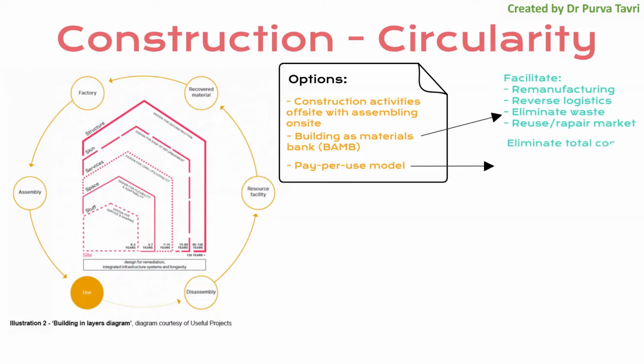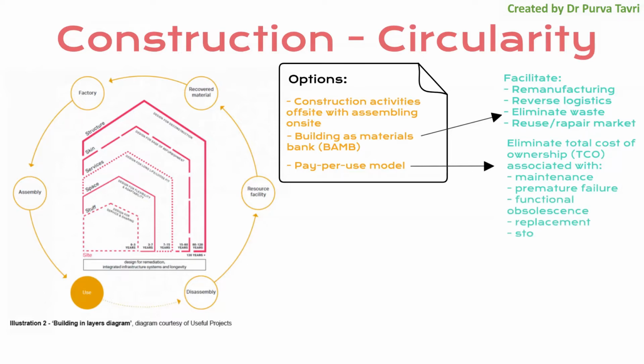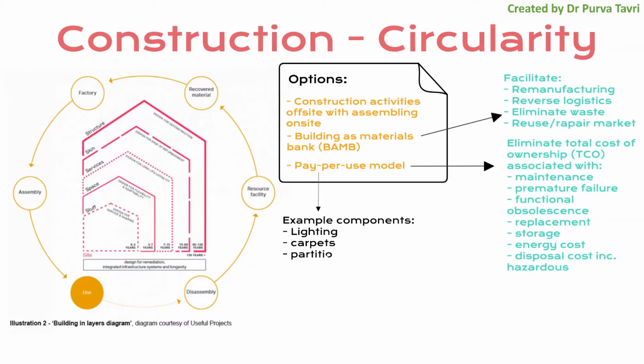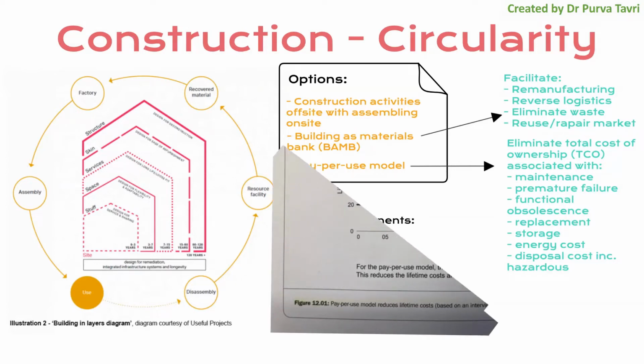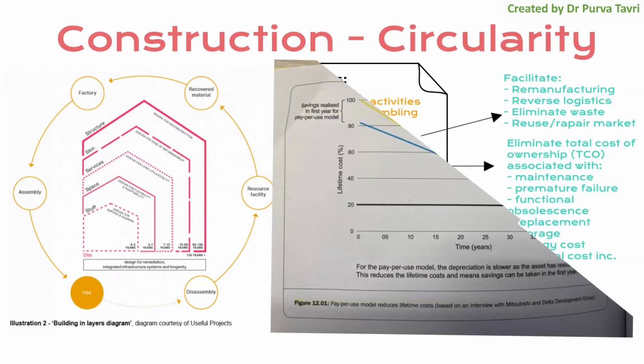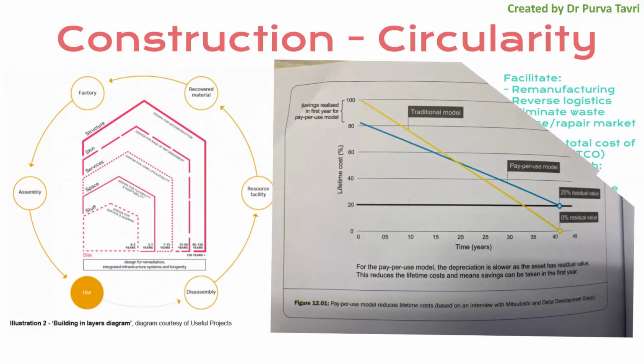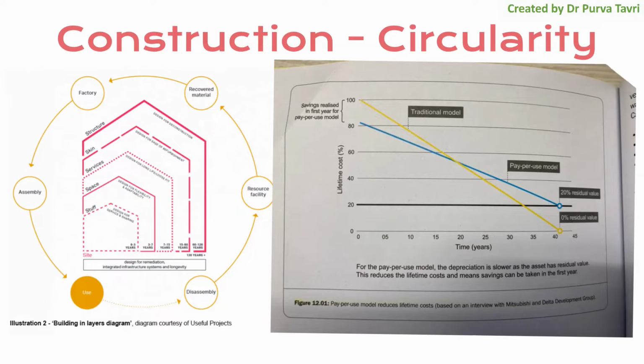The pay-per-use model will eliminate the total cost of ownership, including maintenance, premature failure, functional obsolescence, replacement, storage cost, energy cost, and the cost of disposing of waste, including hazardous waste. The examples of pay-per-use components are lighting, carpets, partitions, and lifts. With this model, saving is realized in the first year. Also, the end-of-life residual values remain 20%.